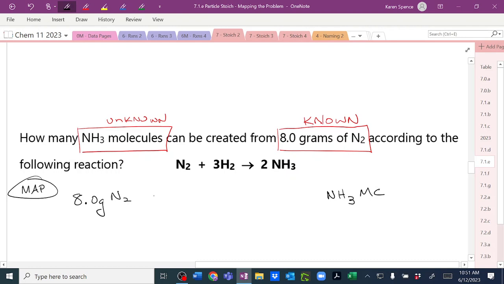So I would like you to tell your partner in step 1, what will we convert into? What unit should we end up with in step 1? Tell your partner.